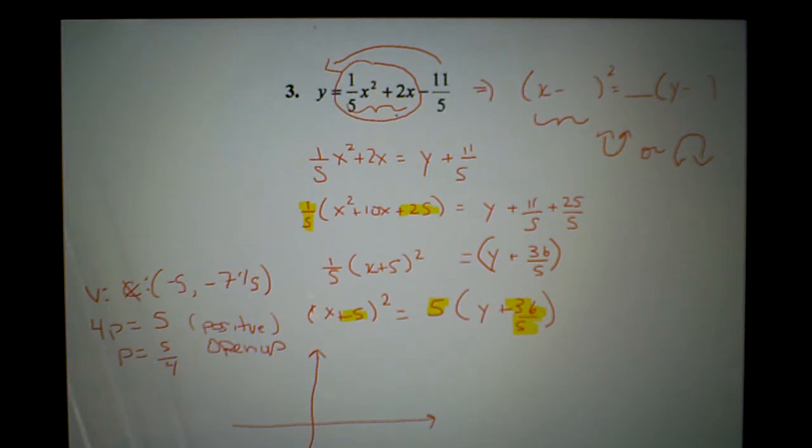So watch me be lazy. If I'm running out of time on a test, yes, I write it like that. That's my directrix. My focal point is at -5, comma, -36/5 plus 5/4.